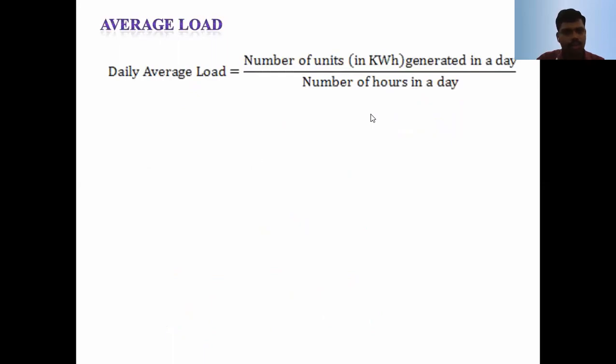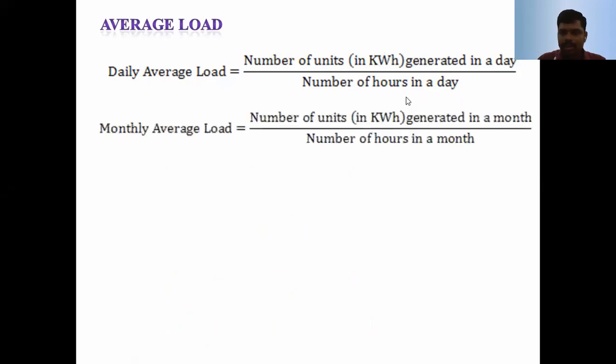Next one, average load. Average load is defined as the ratio of the average load occurring during a period, depending upon the duration. That is nothing but daily average load, monthly average load, weekly or annual average load. Daily average load is the number of units, represented in kWh, generated in a day with respect to the number of hours in a day, that is 24 hours.